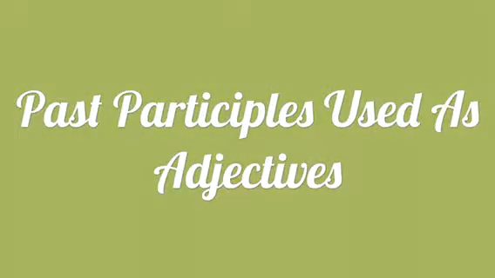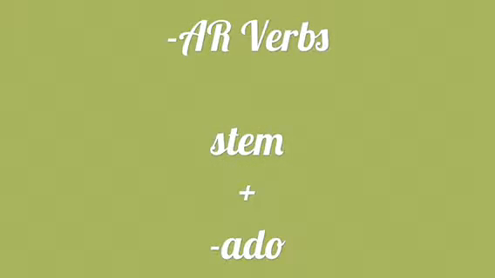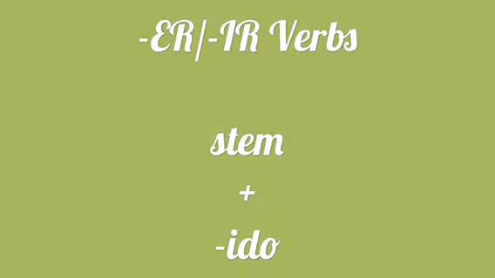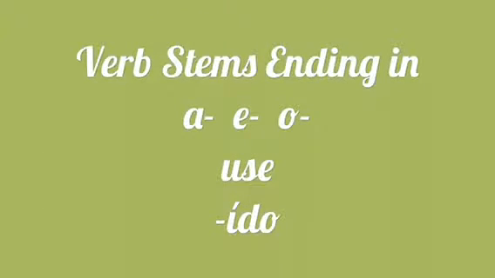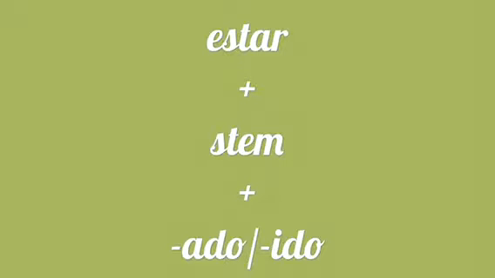When describing actions of the past, verbs are conjugated into the past participle. For AR verbs, the ending is dropped and "ado" is added to the stem. For ER and IR verbs, the ending is dropped and "ido" is added to the stem. Verbs whose stem ends with an a, e, or o have an accent mark over the I of the "ido" ending. To create a sentence using the past participle as an adjective, the verb "estar" is used to describe the condition or state that results from the action, and this verb must match number and gender. "Silvia ya está bailado."